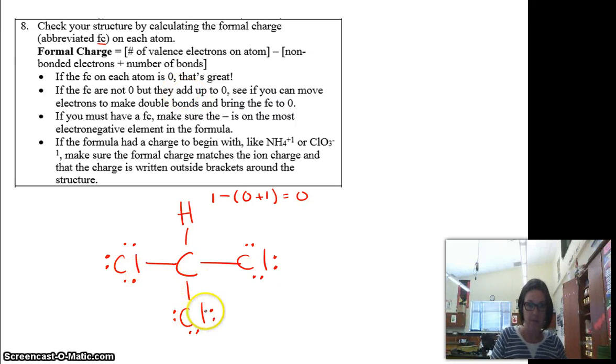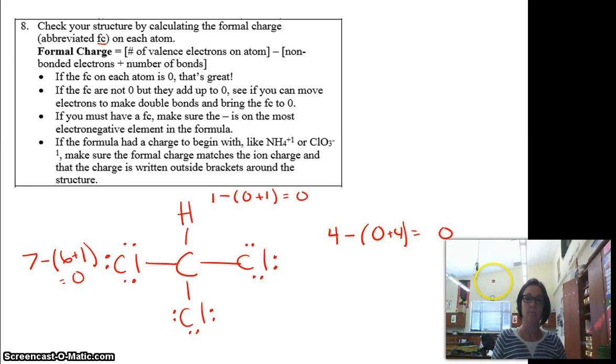Let's check the others. These 3 chlorines are all identical. They all had 7 valence electrons, and then they have 1, 2, 3, 4, 5, 6 non-bonding electrons and 1 bond. So 6 plus 1 is 7, 7 minus 7 equals 0. So the formal charge on this chlorine and this chlorine and this chlorine is 0. The last thing we have to check is our central atom. Carbons have 4 valence electrons. It has no non-bonding electrons, and it has 1, 2, 3, 4 bonds. So 4 minus 4 equals 0. Awesome. That's great. We don't have to do anything else because the formal charge on everything is 0.